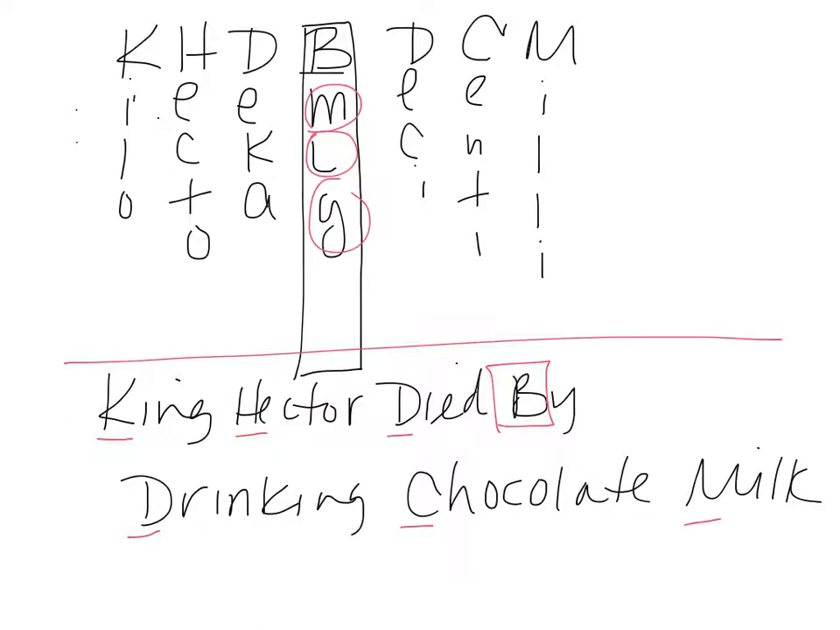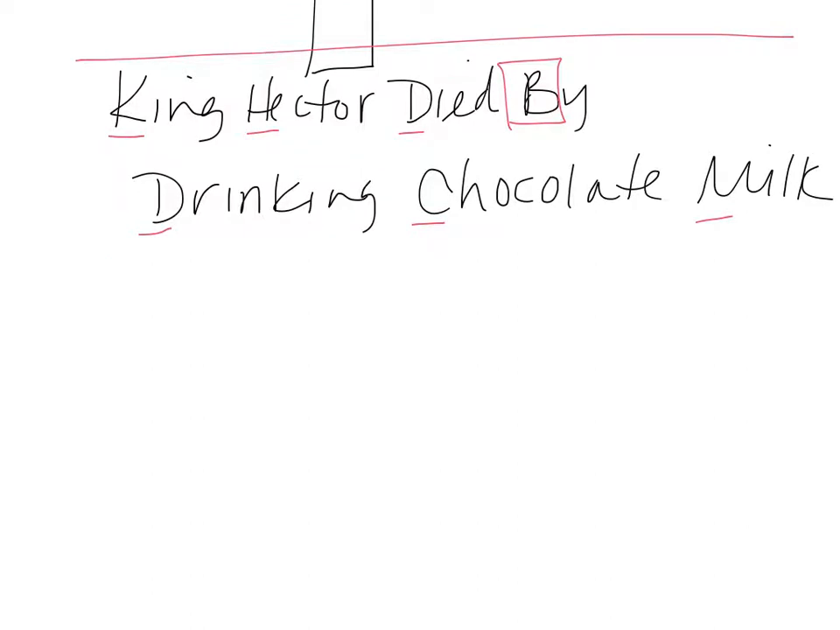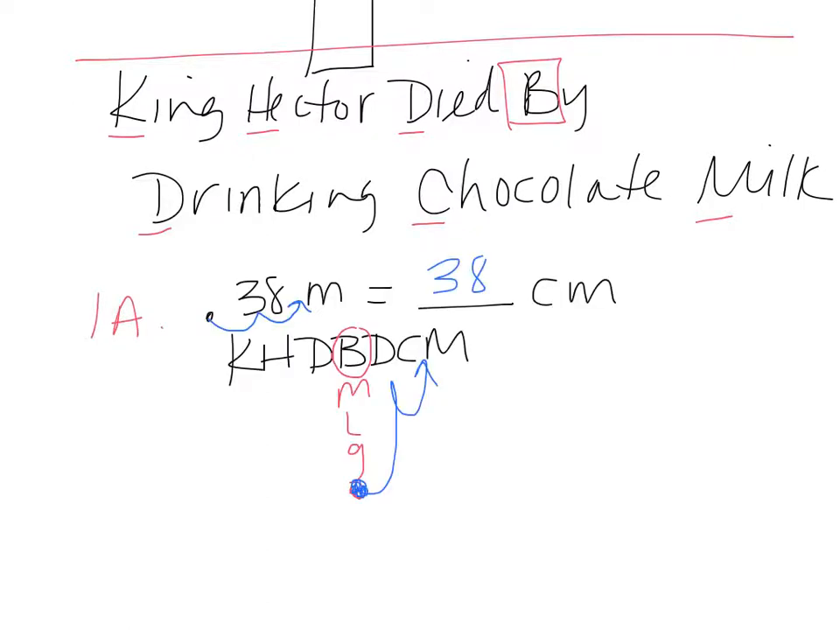Okay, so I'm going to flip pages, and then we're going to go over example 1A and B. Or maybe I'm just going to scroll down. Okay, so we have 0.38 for 1A. Example 1, I think the sound was off. I write down my thing, King Hector died by drinking chocolate milk. That's my metric system in order.